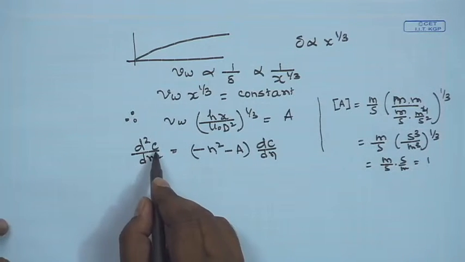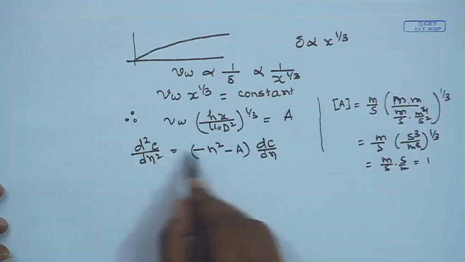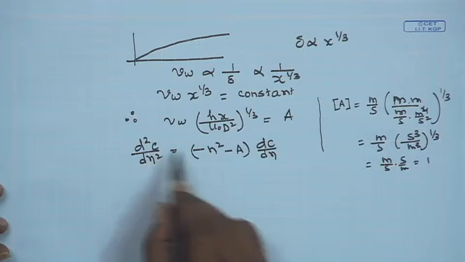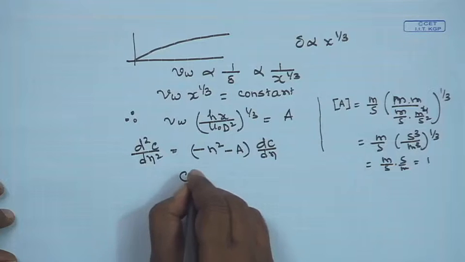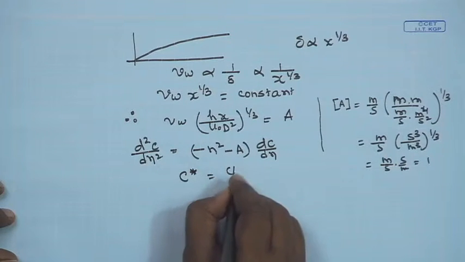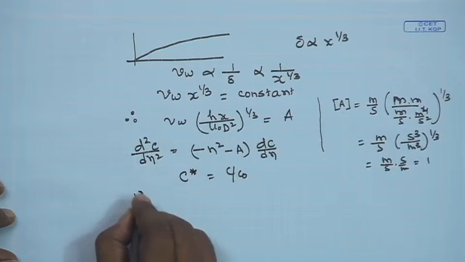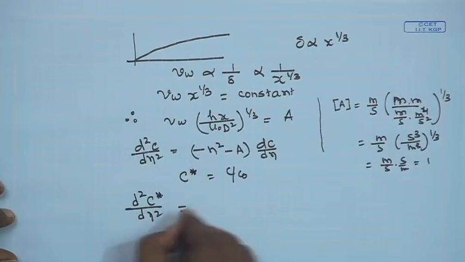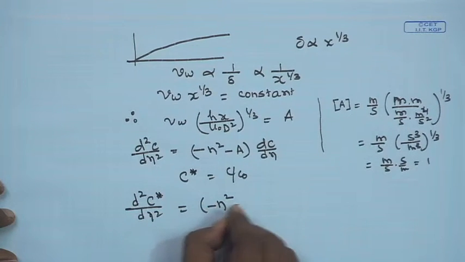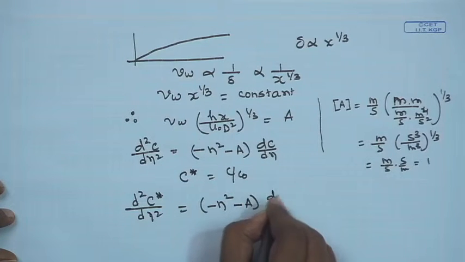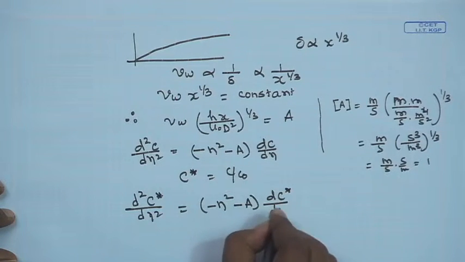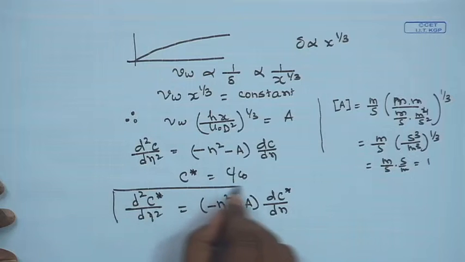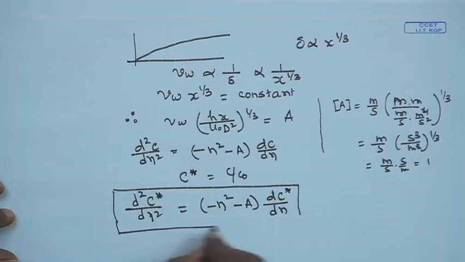So, therefore, let us make the variable C non-dimensional. So, we write C star is equal to C by C naught. Therefore, d square C star d eta square is equal to minus (eta square minus a) d C star d eta. So, this becomes the governing equation of the concentration profile within the mass transfer boundary layer.